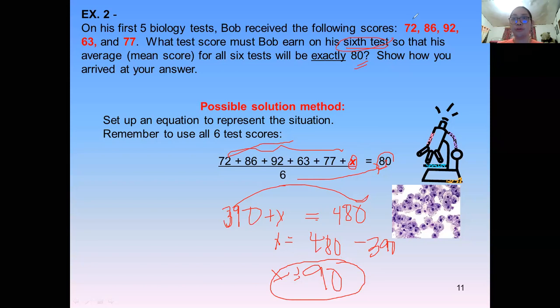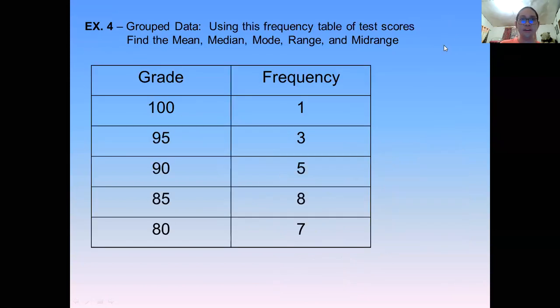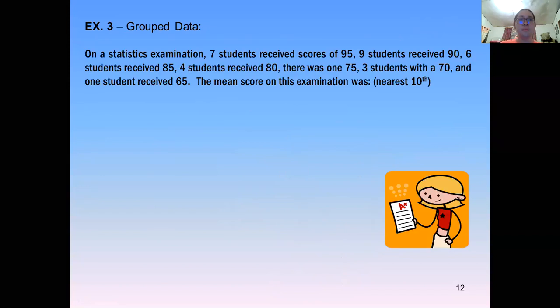So that's how you do it. I hope you'll be able to grasp the concept. How did we do it? Okay, so now let's have another example for the group data. Going back to the example that we have in the group data, on a statistics examination, 7 students received scores of 95, 9 students received 90, 6 students received 85, 4 students received 80, 3 students with a 70, and 1 student received 65. The mean score on this examination was nearest 10.